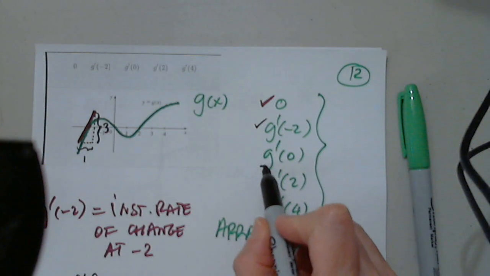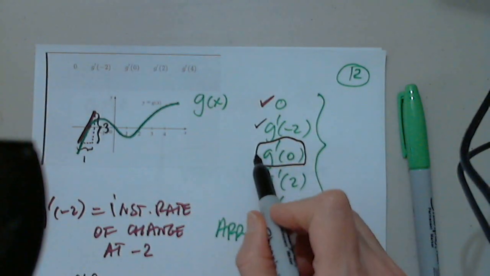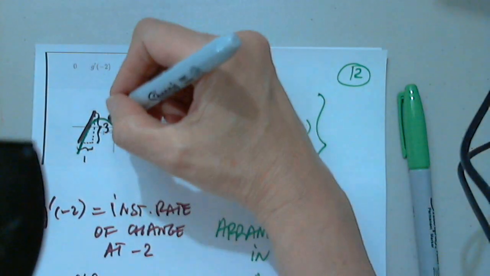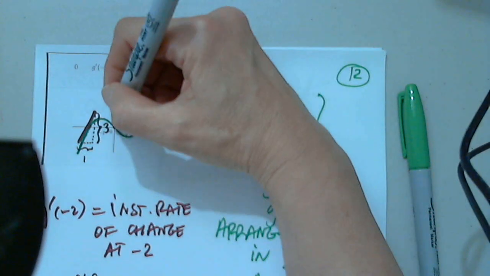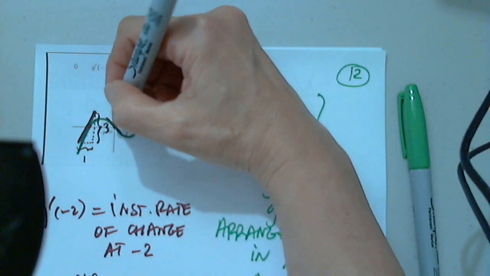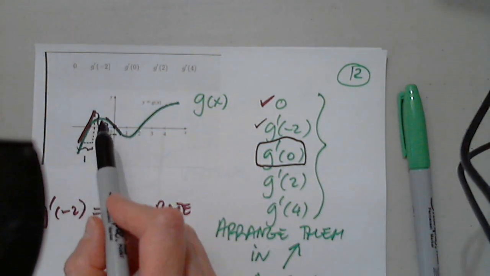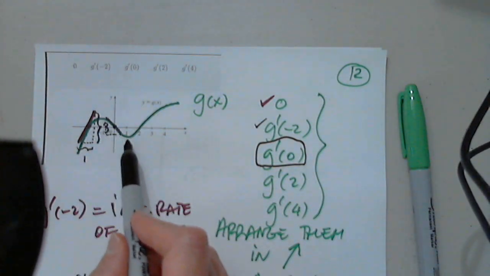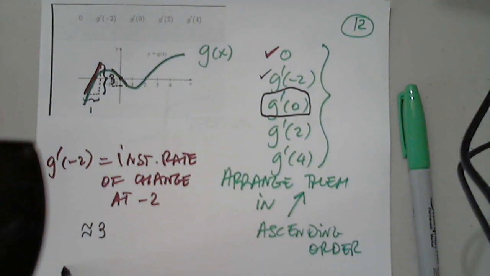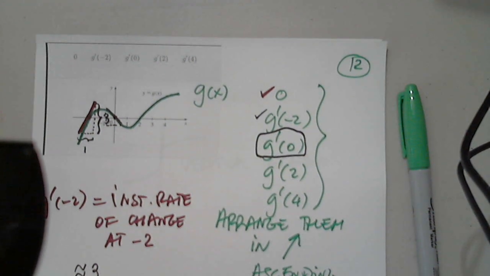Then I'm asked to find the instantaneous rate of change of this function at 0. Okay, fine. I'm going to draw a tangent and create a triangle. To me, it looks like a 1 over 1, but it's negative. So I'm going to say g prime of 0 is approximately negative 1.